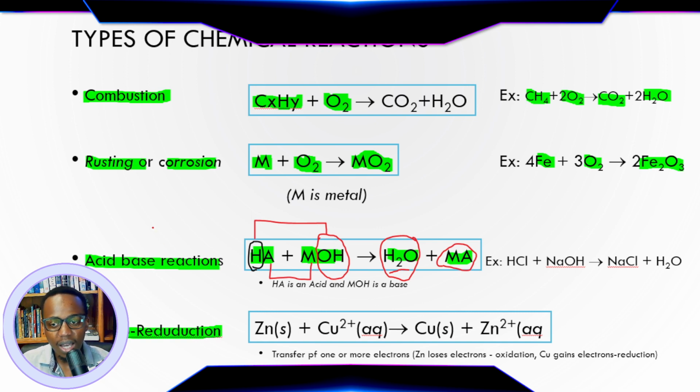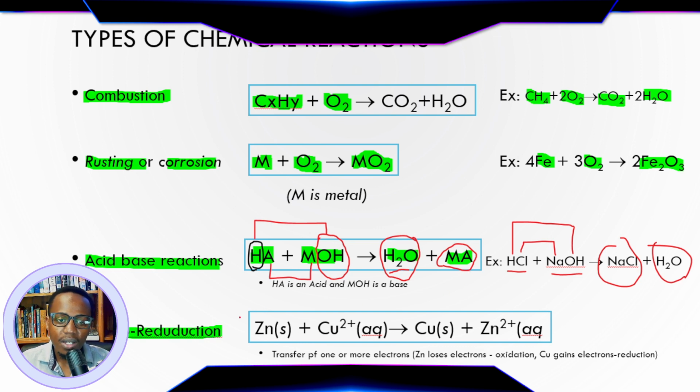It's a neutralization reaction. And an example is if you take HCl, which is an acid, plus NaOH, which is a base, they give you NaCl plus H2O. So Na combines with Cl to give you NaCl. Hydrogen combines with OH to give you H2O.